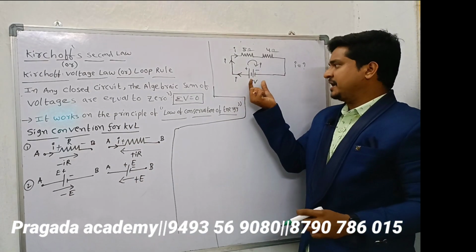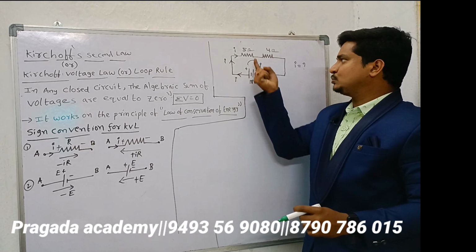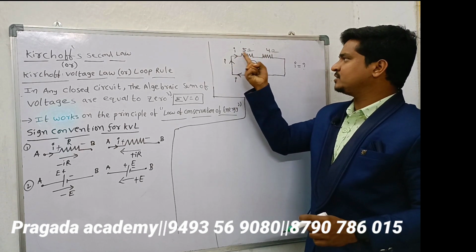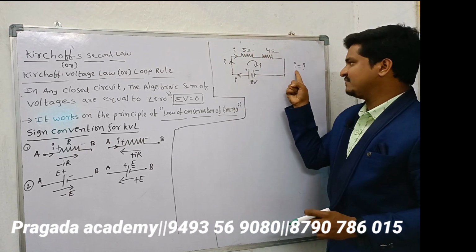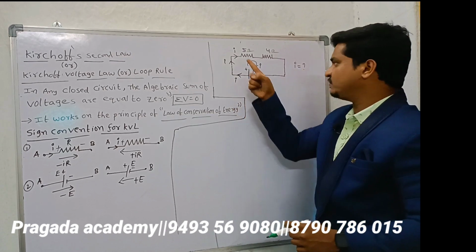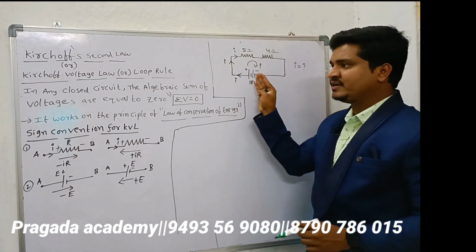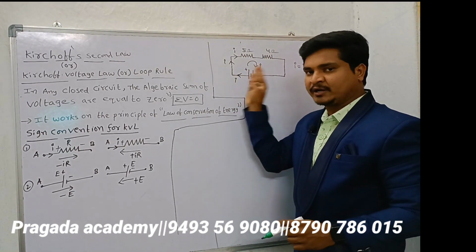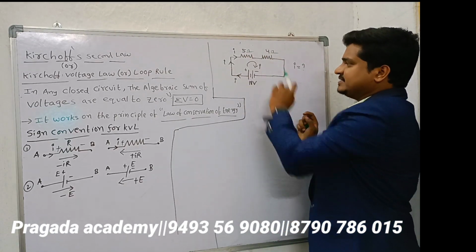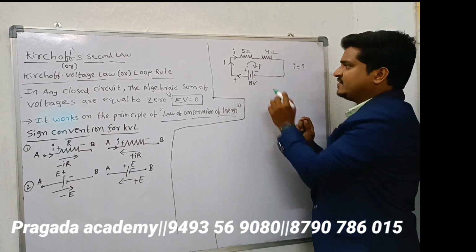So suppose here an 18 volt battery is connected to two resistors, 5 ohm and 4 ohm. Current I is flowing through the two resistors. We have to find the I value. To find the I value we need to apply KVL here. First we need to identify whether it is a closed circuit or not. This is a closed circuit, and these two resistors are in series. So we need to apply KVL for this.